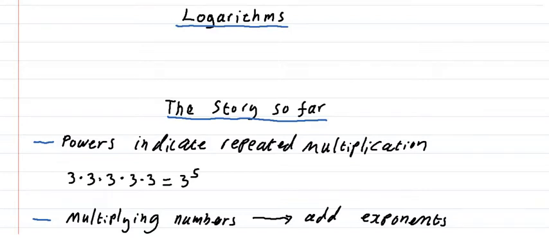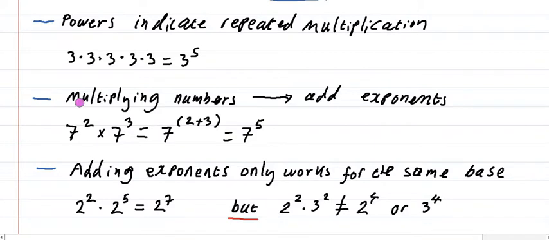In the last video, we met exponential notation. We found that powers simply indicate repeated multiplication, so that 3 multiplied by itself 5 times can be written as 3 to the power of 5. We also found out that when we multiply numbers together with exponents, we simply add the exponents. For example, 7 to the power of 2 times 7 to the power of 3 equals 7 to the power of 2 plus 3, which is 7 to the power of 5.